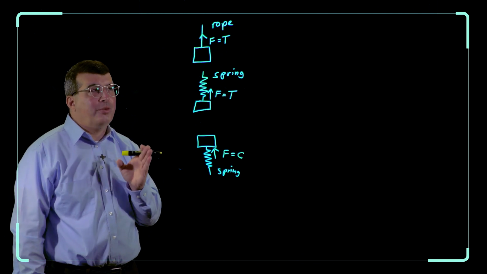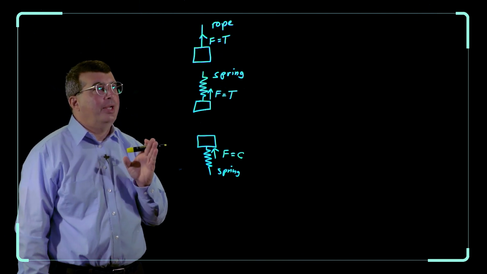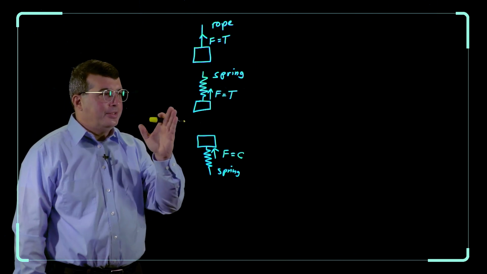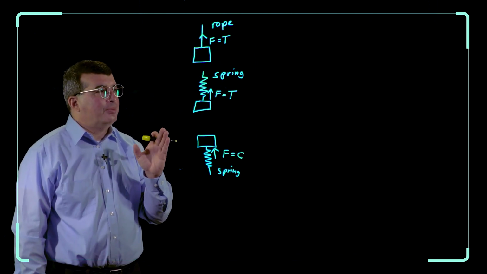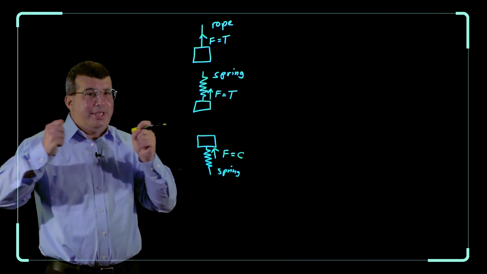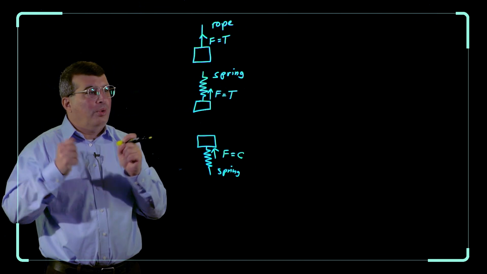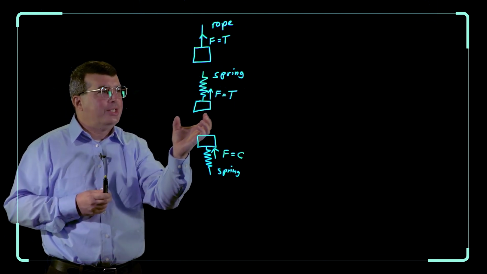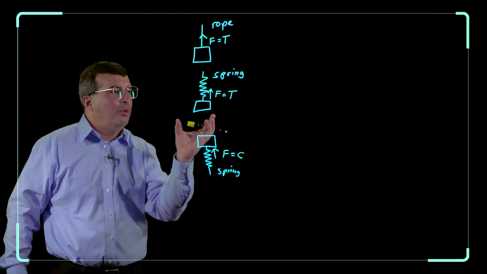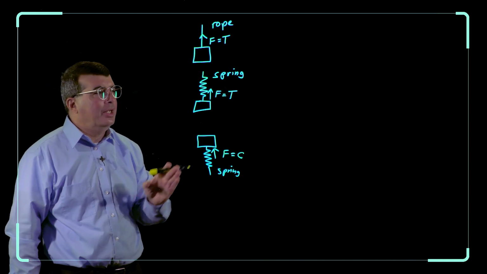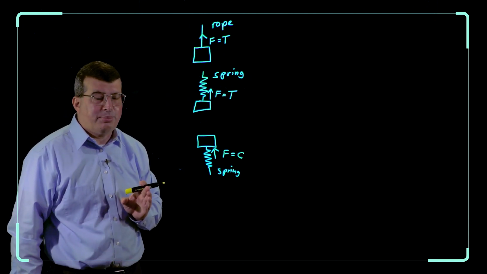So the direction of the force will be in the direction of the rope, and the amount of the force will be equal to the tension in the rope. Similar for a spring. If a spring is stretched, if a spring is elongated, then it will pull. So as we hang this object from the spring, the spring will stretch and elongate, and the spring will pull back on the object in the direction of the spring with a force equal to the tension in the spring.